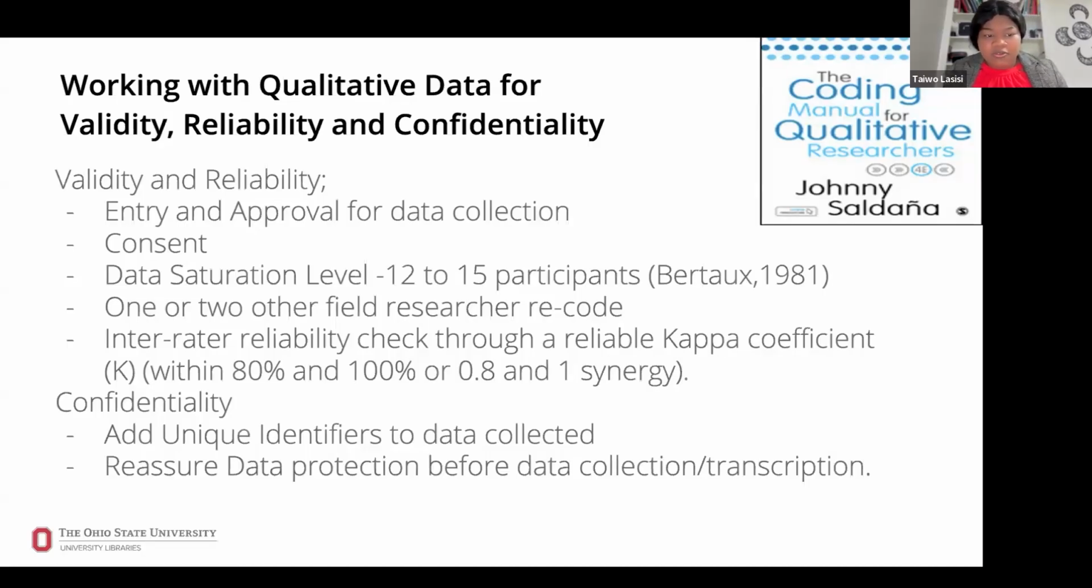Also, when you are thinking about confidentiality in your work, you can add unique identifiers to the data collected. So instead of saying Brian or Vanessa said this in the interview, you can just say participant A said. So that's an example of unique identifiers, especially if the participant is not willing to be known. So you have to keep them anonymous.